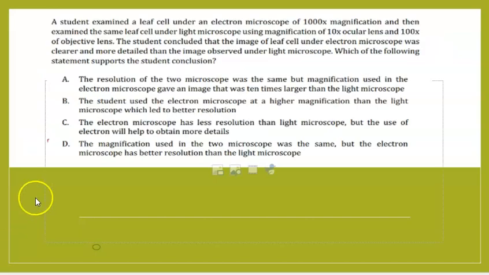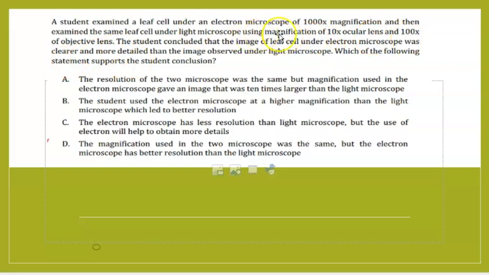Coming to the next question, it's a long question, but just look at the important parts here. They say the magnification this time is 1000x. They said that first of all the student examined the leaf cell under an electron microscope of this much magnification, which is 1000x, and they tried to examine the same leaf, now this time under a light microscope, which has a magnification of 10x ocular lens and 100x objective lens.